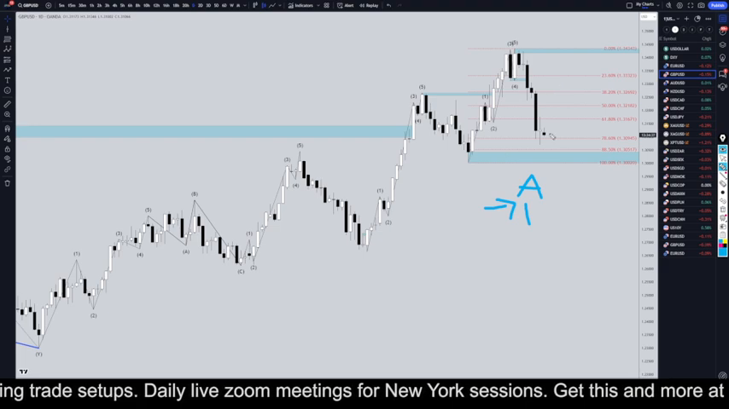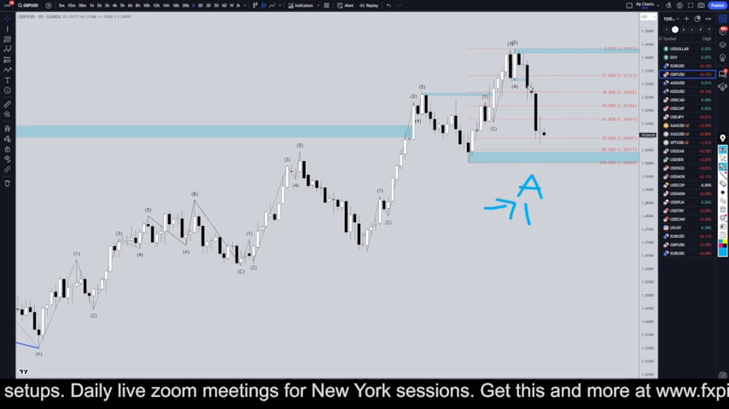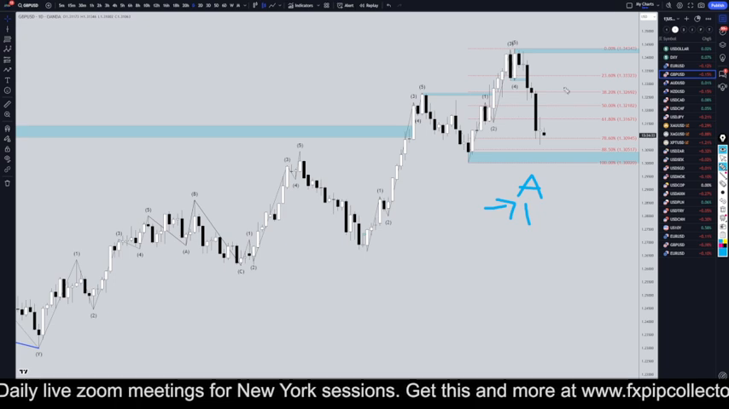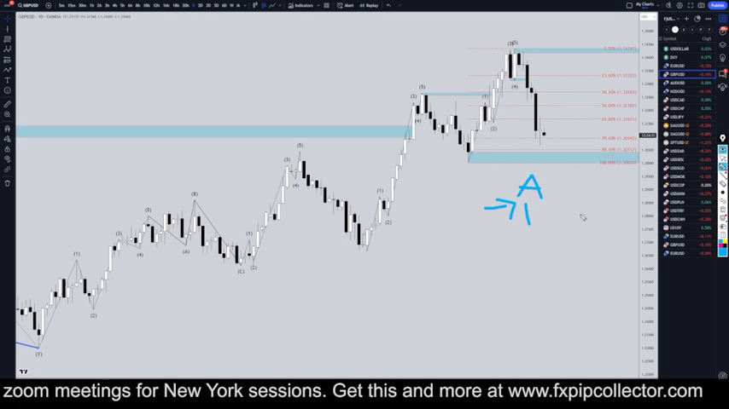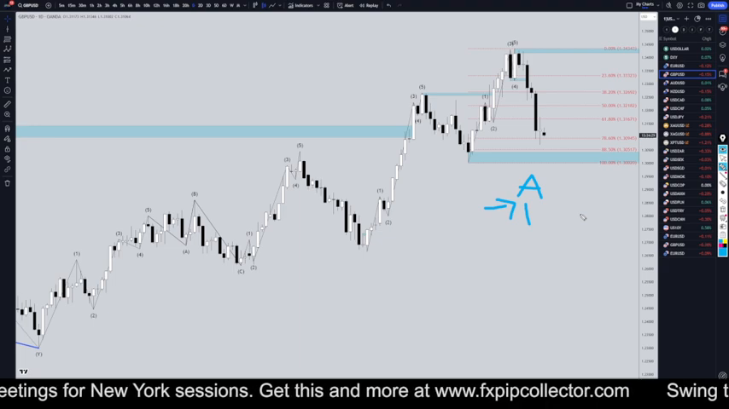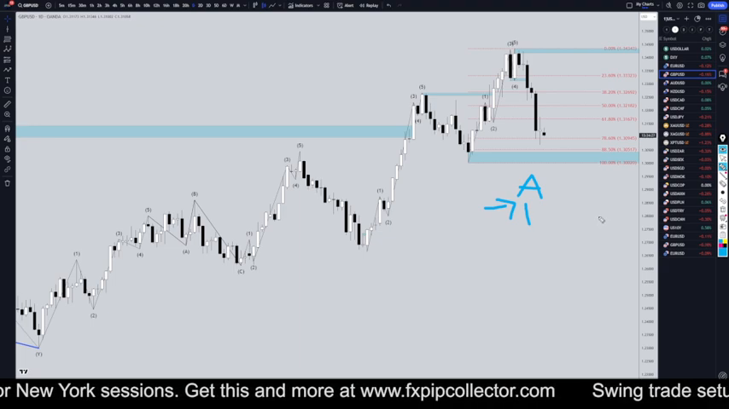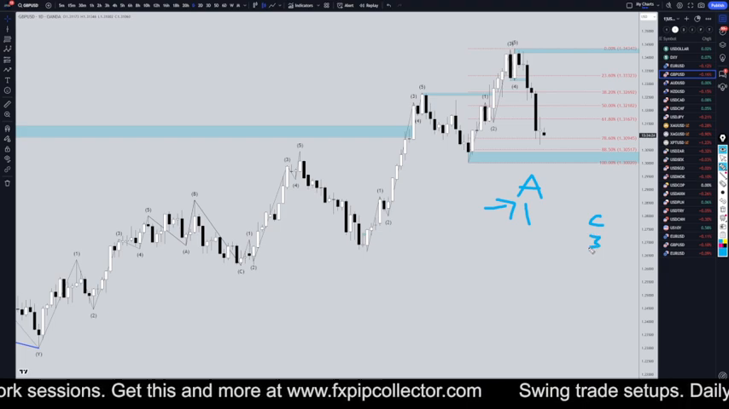So as of right now, it's not really too important to know whether this is an A, B, C down and then back up, or whether it's a 1, 2, 3 and it just keeps on going down, because the trading strategy is exactly the same until you either get to a wave C or a wave 3.